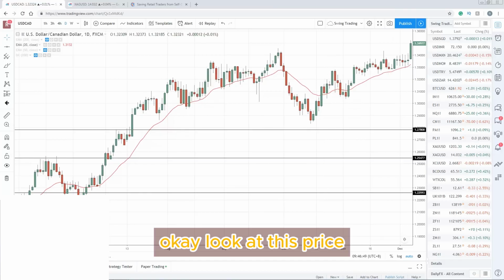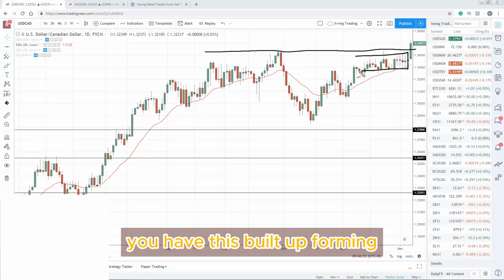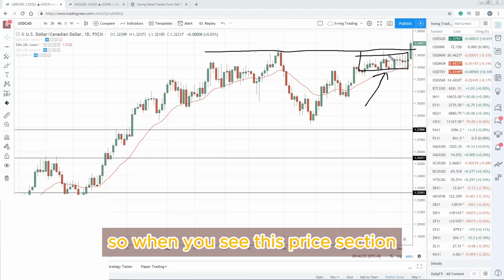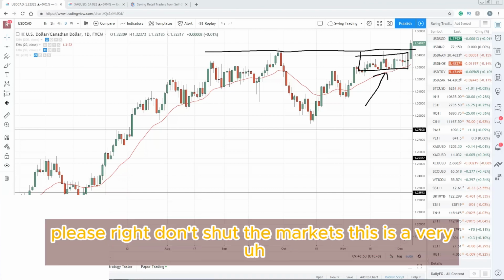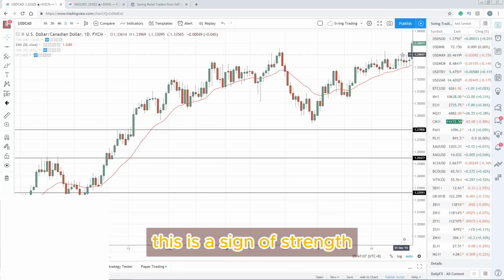Okay, look at this price. Notice that there is this area of resistance here. You have this build-up forming, and notice how nicely the moving average supports the price higher. So when you see this price action, please, don't short the markets. This is a signal that the market wants to break up higher. This is a sign of strength.